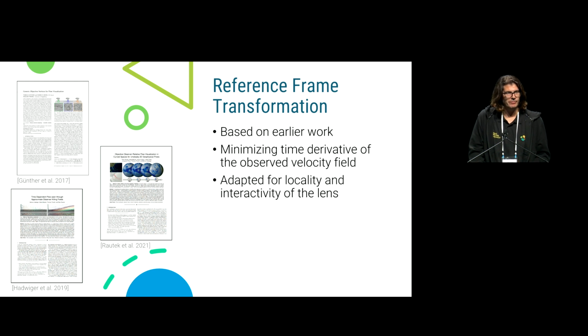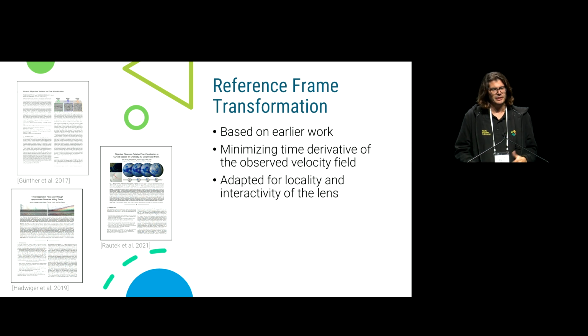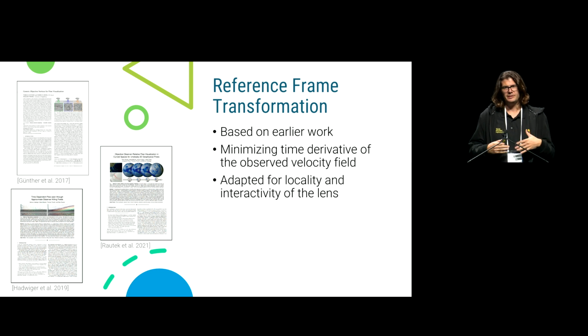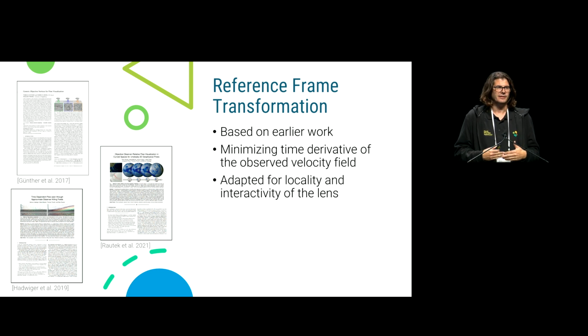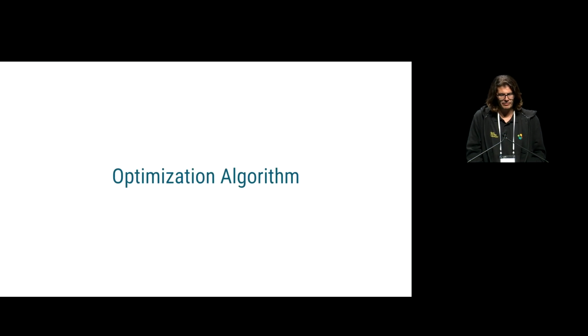So there's multiple papers on how to do that. We had to adjust it a little bit to make it work locally and to make it work interactively. All these ideas are mostly based on the idea of minimizing the time derivative. So there's the velocity field that changes over time, and we want to find the reference frame transformation that makes the time derivative minimal. Our optimization algorithm does that. It's an inverse problem, so we need to use optimization to solve that.